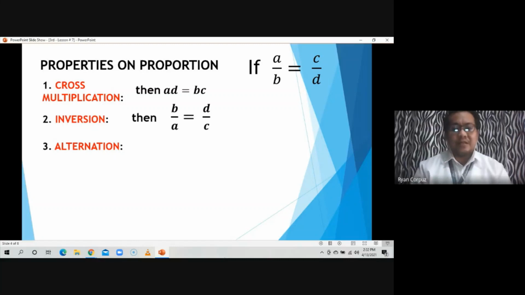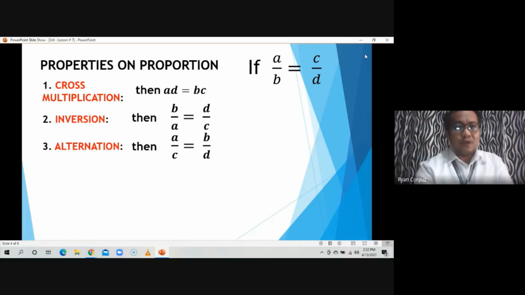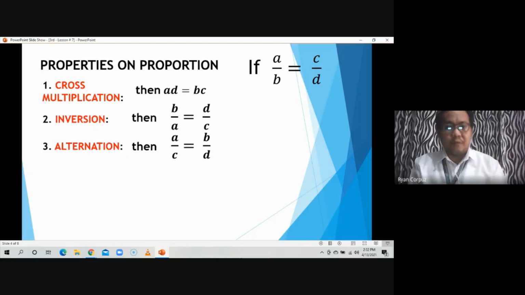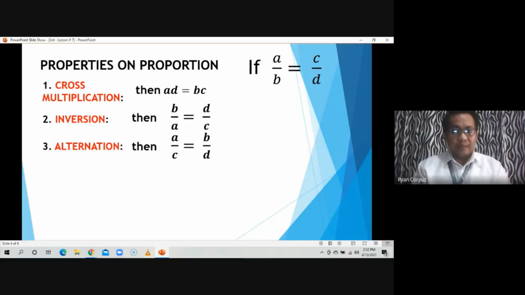So paano naman yung alternation? So again, if A over B is equal to C over D, then A over C is equal to B over D. Again, A over C is equal to B over D. Ano nangyari? Yung magkatapat sa numerator forms a ratio. Then yung magkatapat sa denominator forms another ratio. Then it forms proportion. So even if we do alternation property, still the two ratios are equal. Magiging equal pa rin yung two ratios.